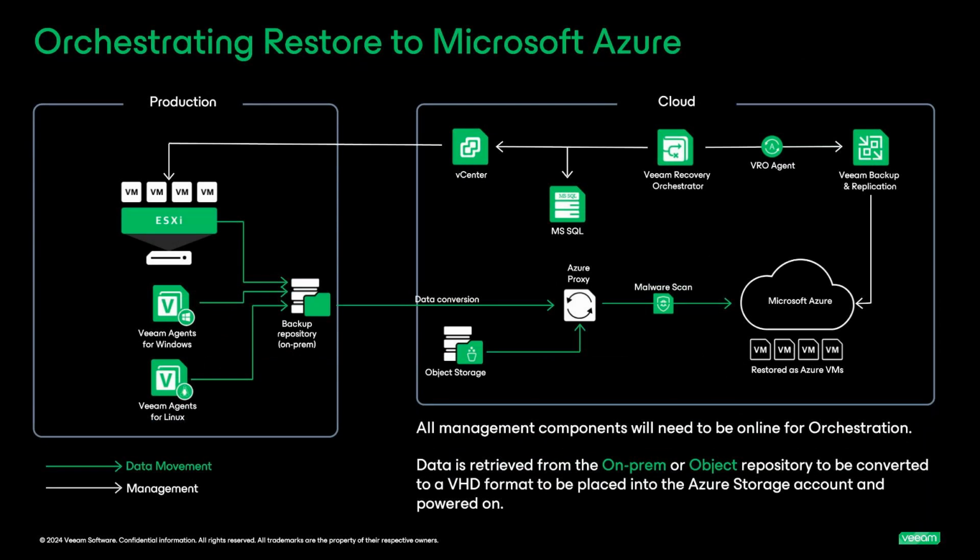Restore to Microsoft Azure. So we mentioned that we can take data from a production environment. We can actually scale it out, potentially maybe to object storage. You can see that backup repository on the left side. We've got object storage on the right-hand side. Now we can do orchestration and recovery from the backup repository on production, or we can take it from object storage. Now, recommended placement is going to be that we have the data sitting in object storage in Azure.